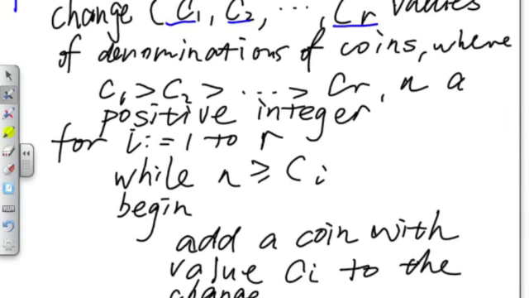To solve this problem, the general procedure for this kind of problem is as follows. To make change of n using C1, C2, until Cr values of denominations of coins, where C1 is greater than C2, and so on. We have a loop where at each step, while n is greater than or equal to Ci, we add a coin with value Ci to the change, and we decrease the current n by Ci, and we keep going through the loop until we get to the end.